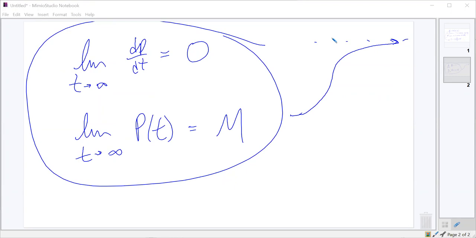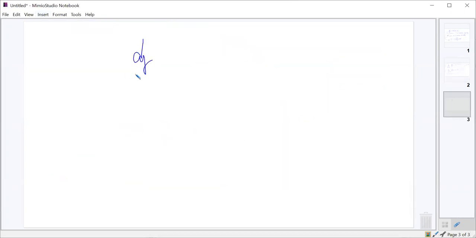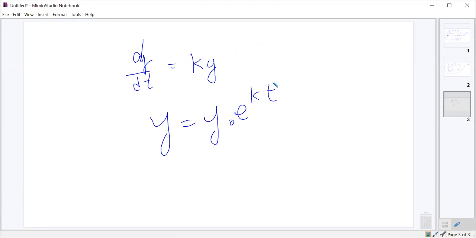Okay. And just a quick reminder, you should know this too: if you end up with dy/dt equals k times y, we should know that this ends up being y equals y naught e to the kt. This is just our regular exponential growth or decay equation. If k is a positive value, it's exponential growth. If k is a negative value, it's exponential decay. So just another one you should also know is solved this way. That's not logistic growth, that's exponential, but good to know.